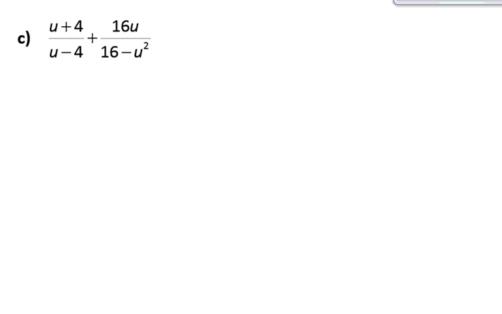So for C, we have the denominators of u minus 4, and then 16 minus u squared. U minus 4 does not factor, but 16 minus u squared is a difference of squares. Now notice that the number comes first, so when you do your difference of squares, the number has to come first. Now, we're looking for things that have common factors. Now notice that u minus 4 and 4 minus u are opposites of each other.